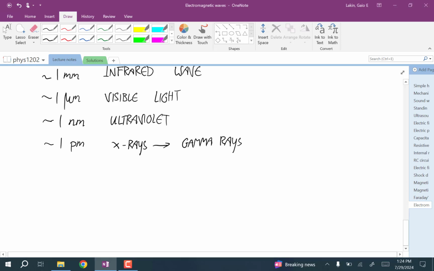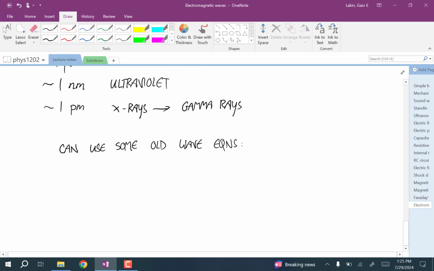Well, since electromagnetic waves behave like waves, they are waves in a way, although they can travel through empty space. That's a big difference between the mechanical waves that we talked about before. But we can use some of the old wave stuff that we know from before. Old wave equations. Okay, so here's some of the stuff that works perfectly well for electromagnetic waves.